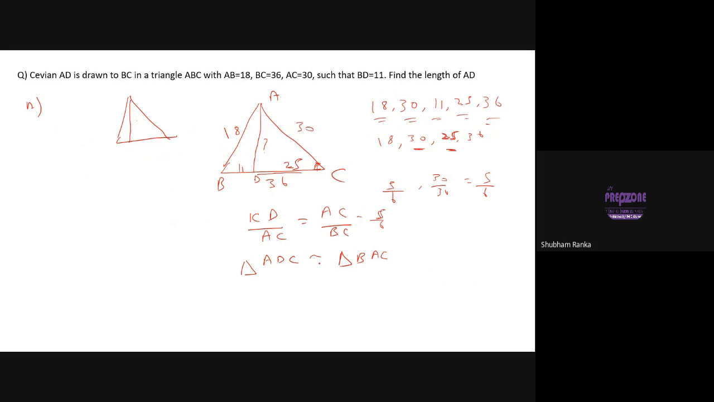Again, let me just repeat. ADC I just wrote. Now I know that CD by AC is AC by BC. So basically CD is the last two alphabets here, so these should match AC. In what order, we don't know yet. To figure out the order, we need to look at the other equation.